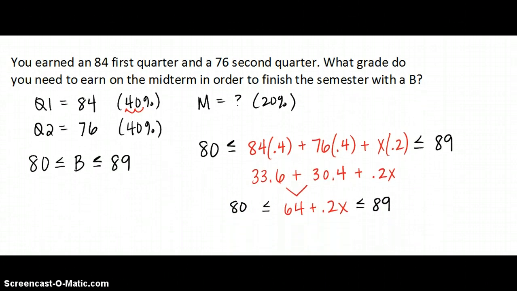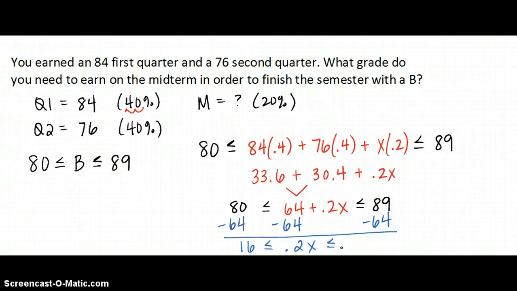This is what we're going to be solving a lot of in this course. We have 64 plus 0.2x has to be somewhere above an 80 and below an 89. When we solve, we want to get x by itself. To do that, I'm going to subtract the 64. But now that we have multiple parts to our inequality, I need to subtract it 3 times and not 2. That will give me 16 is less than or equal to 0.2x, which is less than or equal to 25.